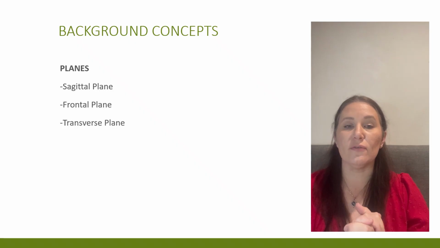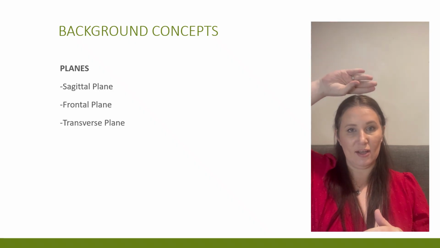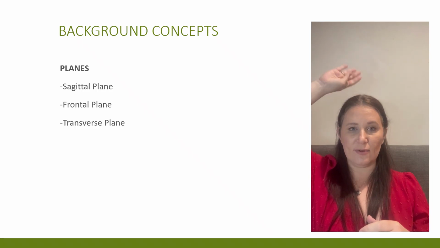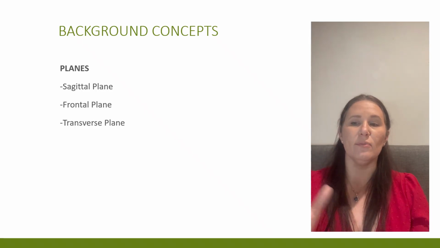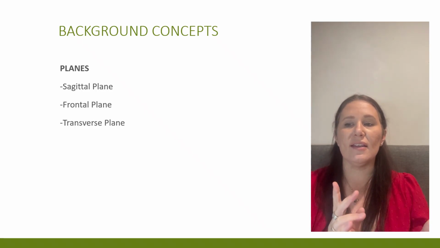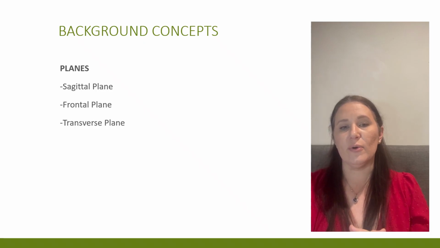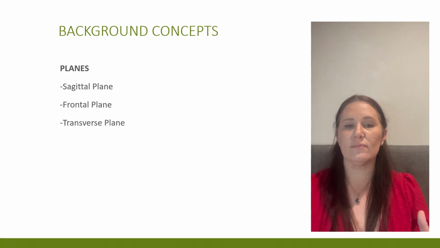Other planes include the frontal plane, which is like a line going directly through the body to separate the front and the back, or the anterior and posterior parts of the body, and the transverse plane, which is basically a cut that goes through the belly button, which separates the superior and inferior parts of the body, so the top half and the bottom half.